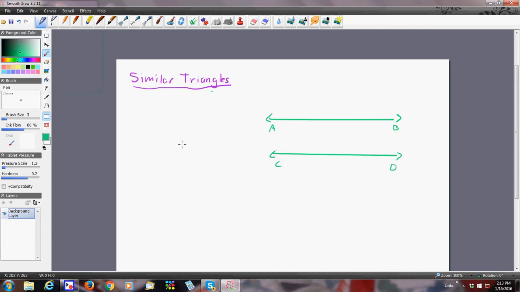Hi there. I want to do a video on similar triangles, and in particular, what makes two triangles similar, and what does that actually mean? Well, I hope you recall that congruent triangles means that they're the same shape and same size.